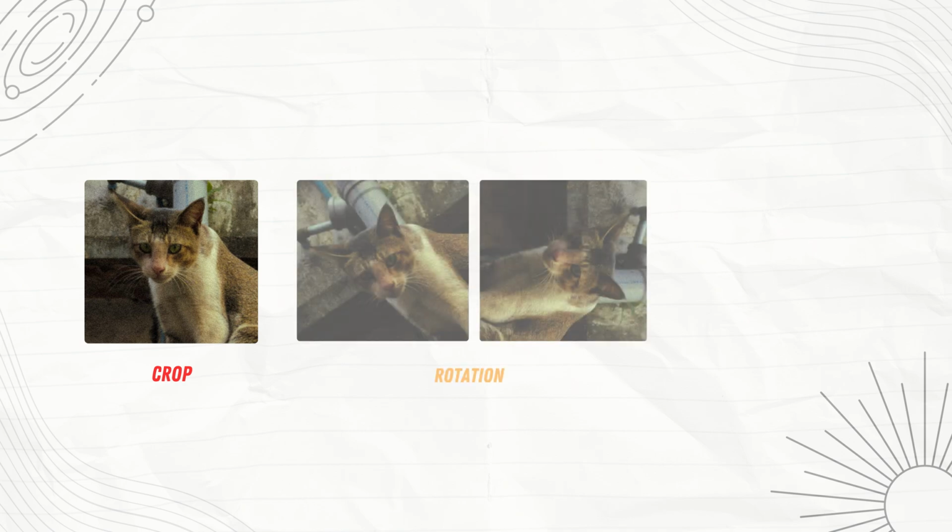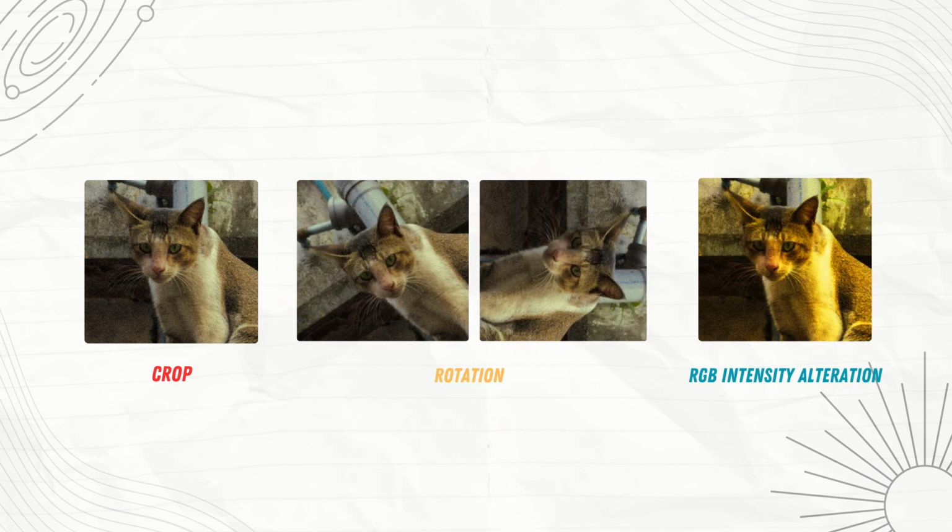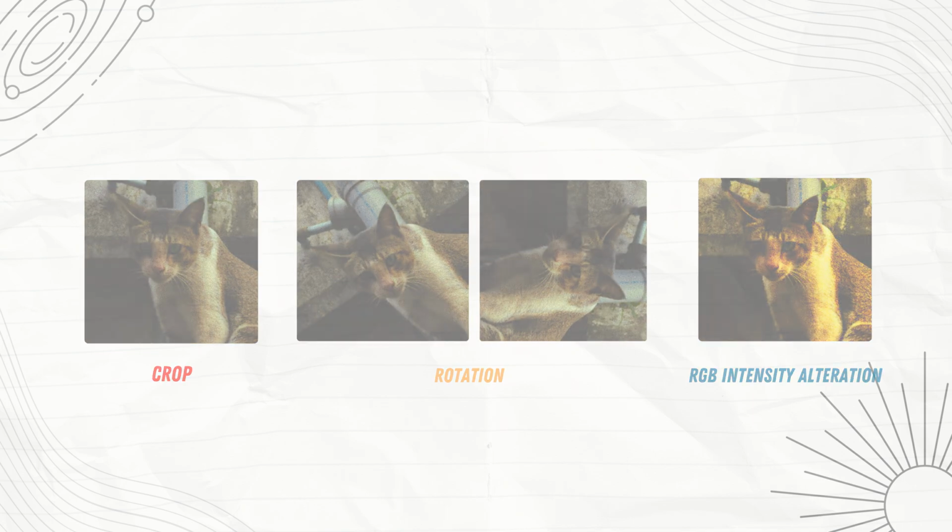Then they rotated and translated some images. They also performed RGB intensity alteration, which increased the number of input data points further. This was a big contributor to the improved accuracy.